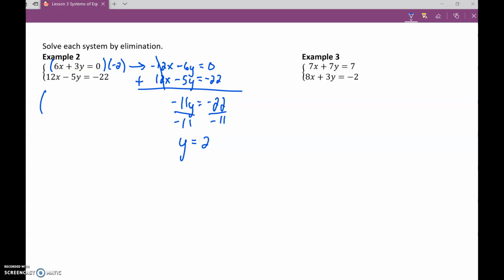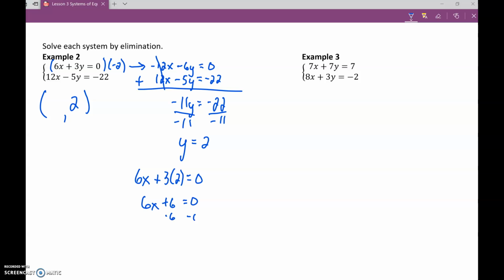So again, we're looking for an intersecting point. We have half of that intersecting point, the y-coordinate. So to find the x, go to either equation. It doesn't matter the top one or the bottom one. I'm going to use the top one. Looks a little bit easier to use to me. And then plug in 2 for the y value. So plus 3 times 2 equals 0. So we'll end up with 6x plus 6 equals 0.